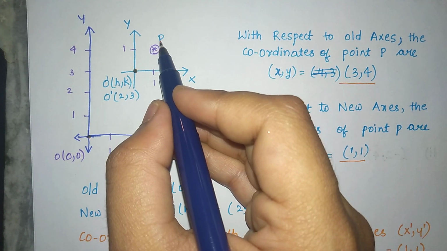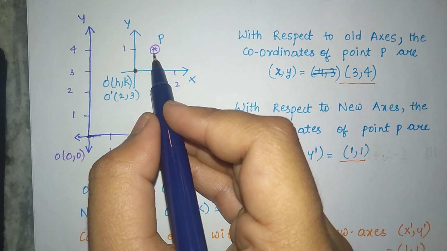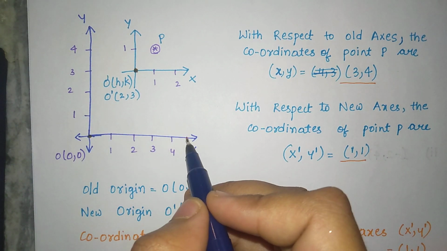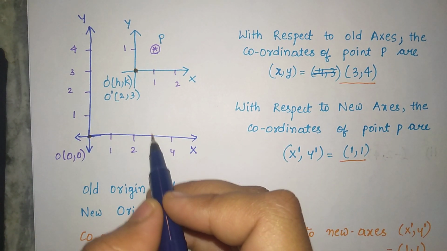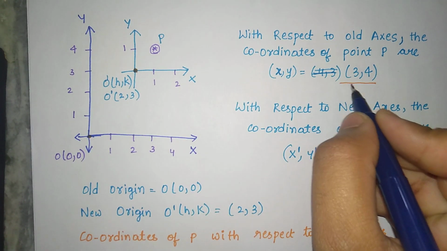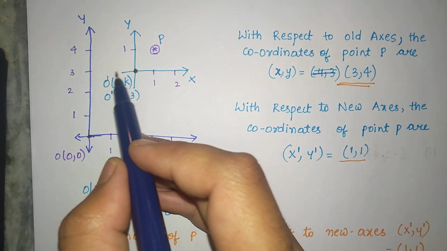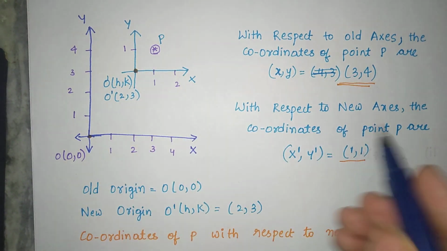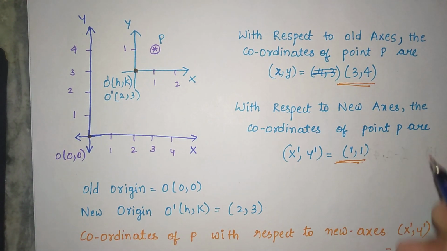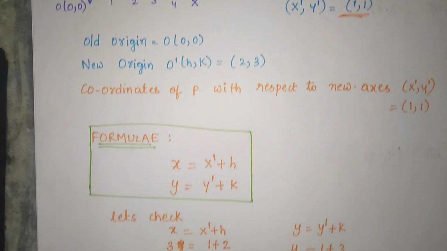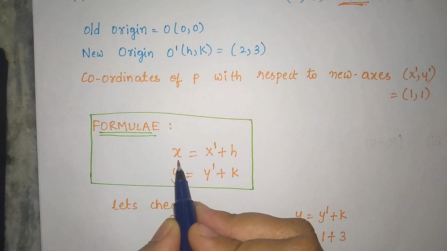So consider a point P. With respect to the old axis, it has 3 comma 4 as its coordinates, but according to the new axis it has 1 comma 1. So I'll tell you the formula for how to convert. So this is the formula.